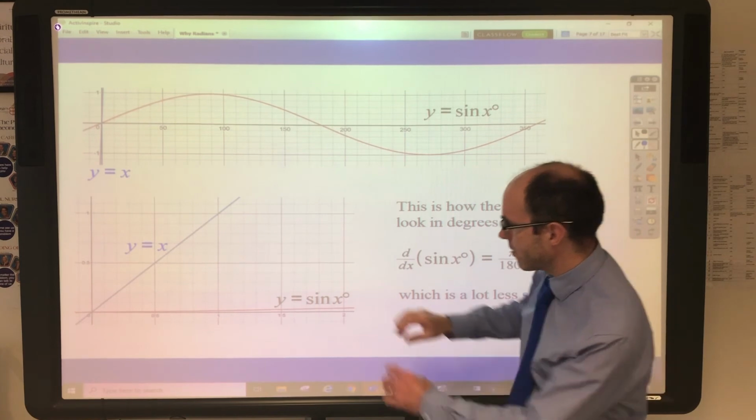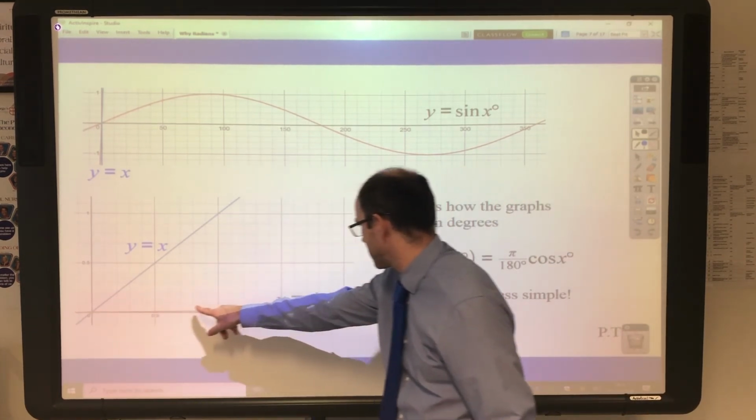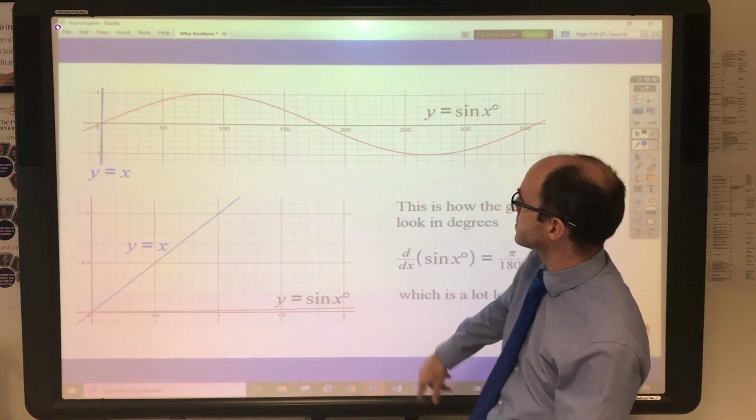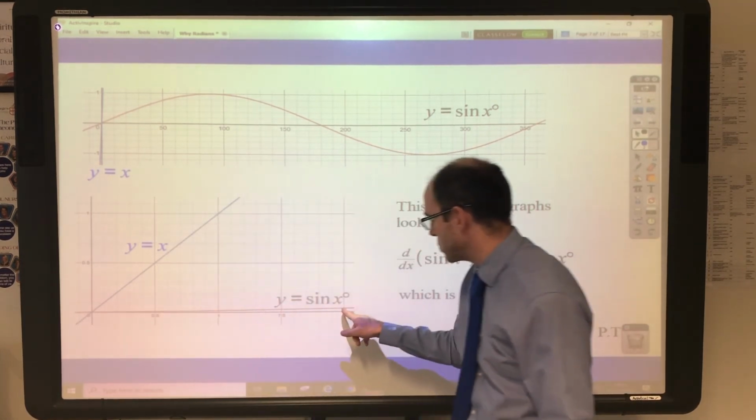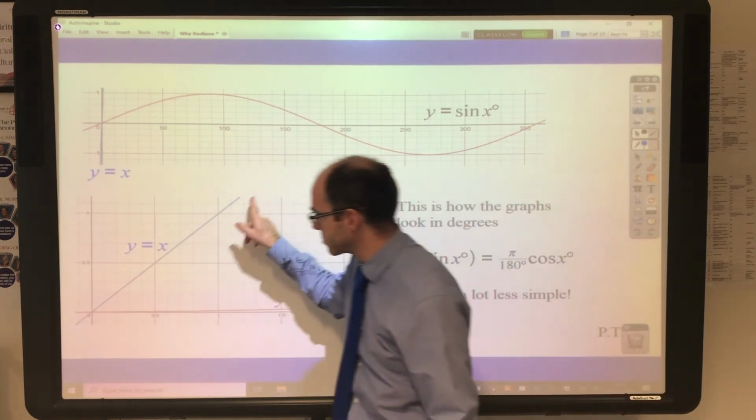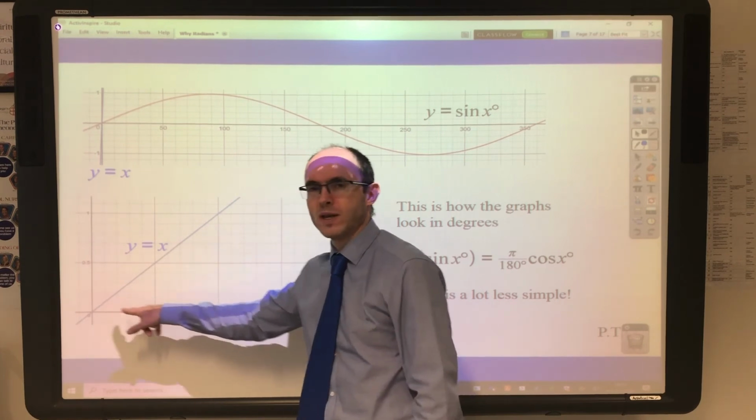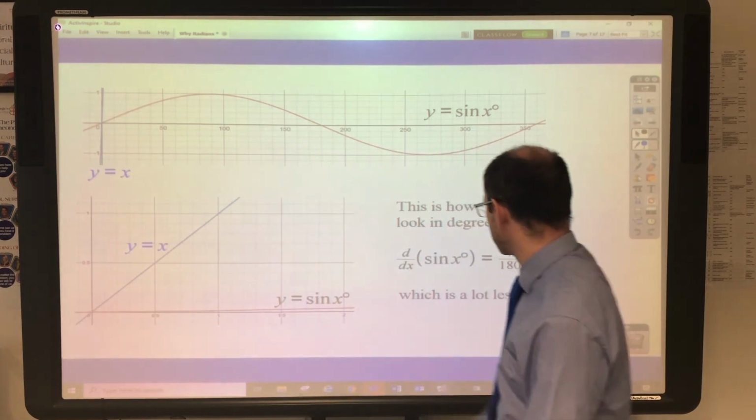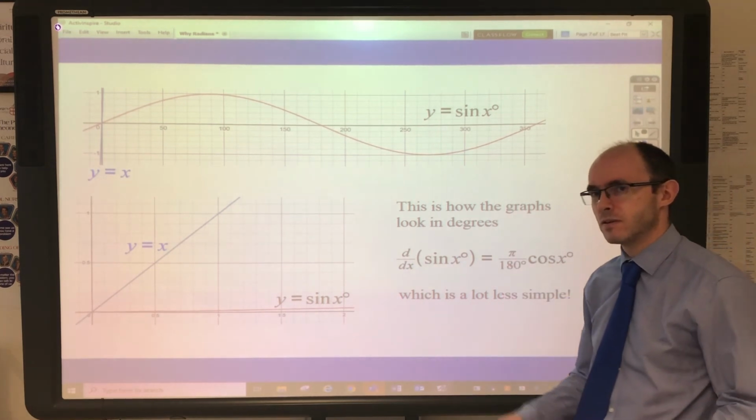Or if you zoom in on the graph, I've zoomed in. This is the graph of sine x. There we go. Look, it takes ages to get up to its maximum height at 90 degrees. So from 0 to 2 degrees, this is what sine x looks like. That's the graph y equals x. Can you see? There's no way the gradient of that is 1, is it? That's something completely different. It's not 1. In fact, the gradient is pi over 180 times cosine x.